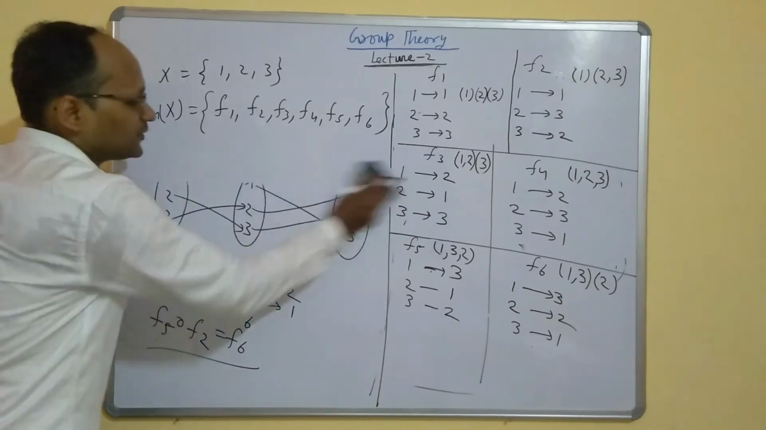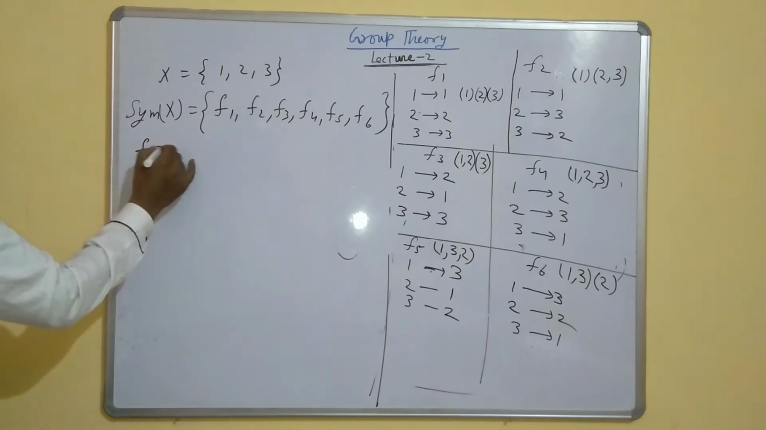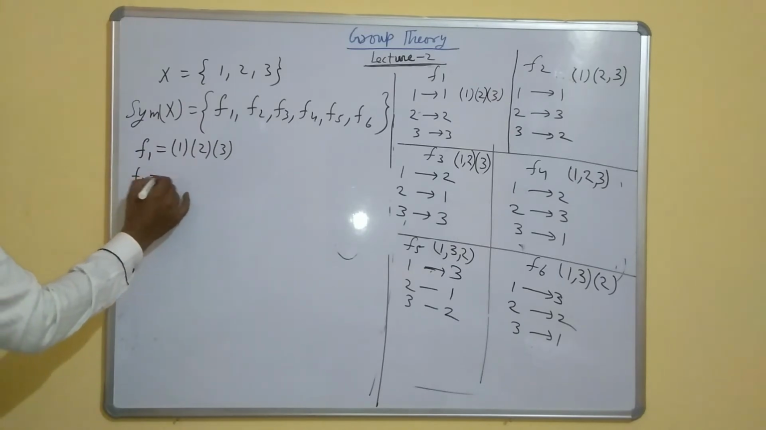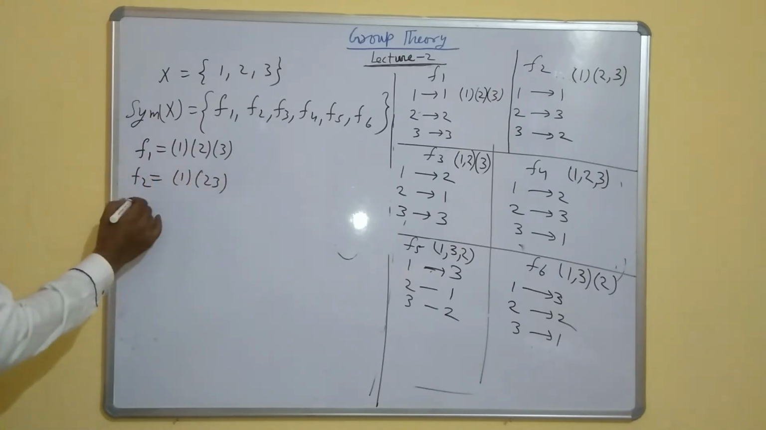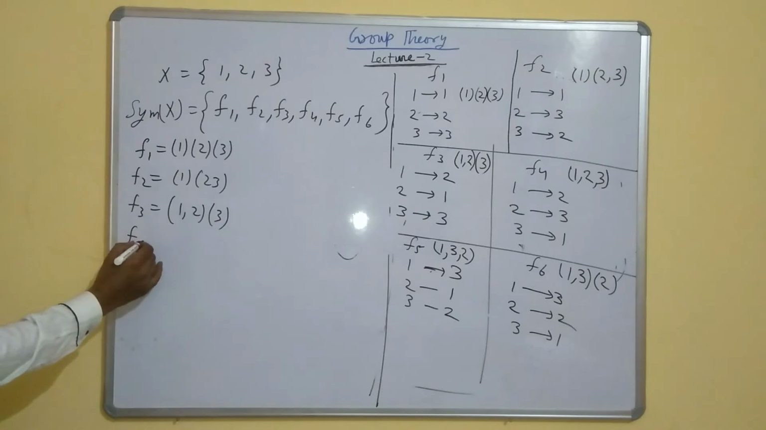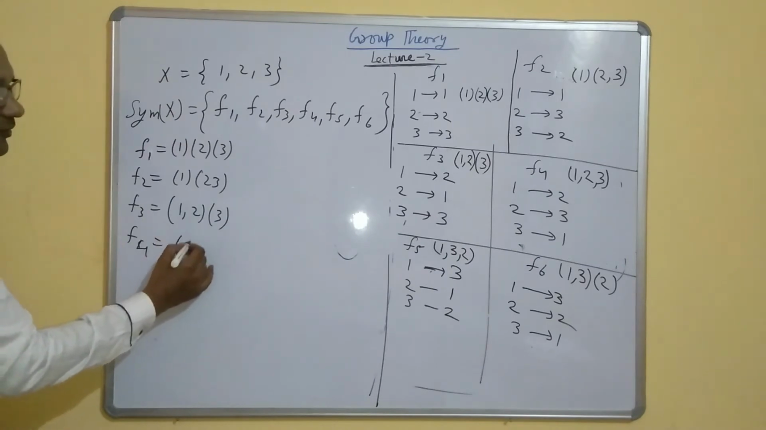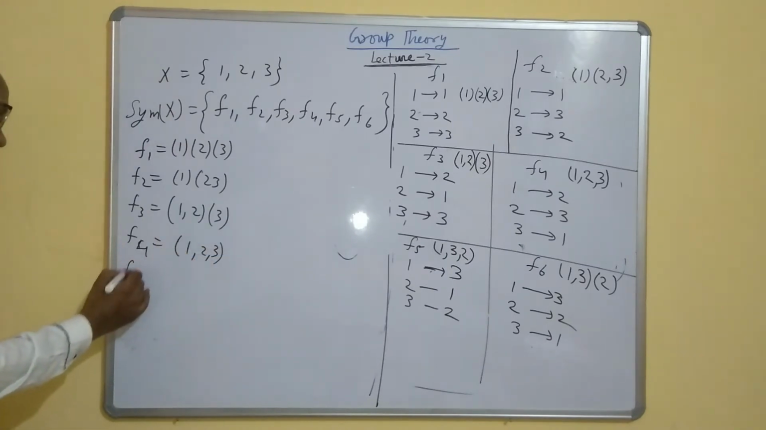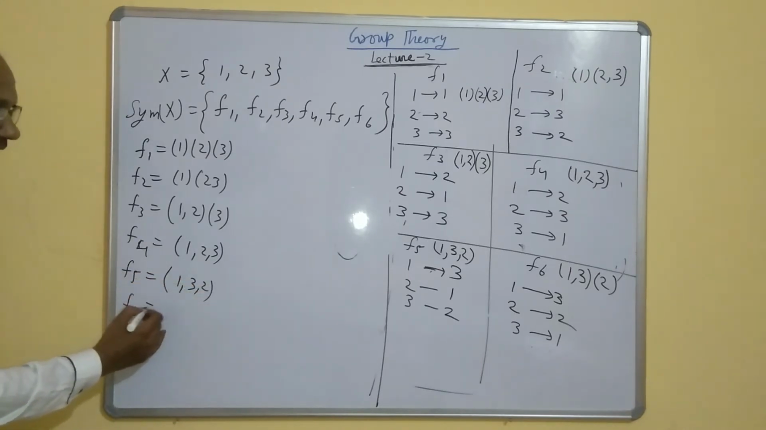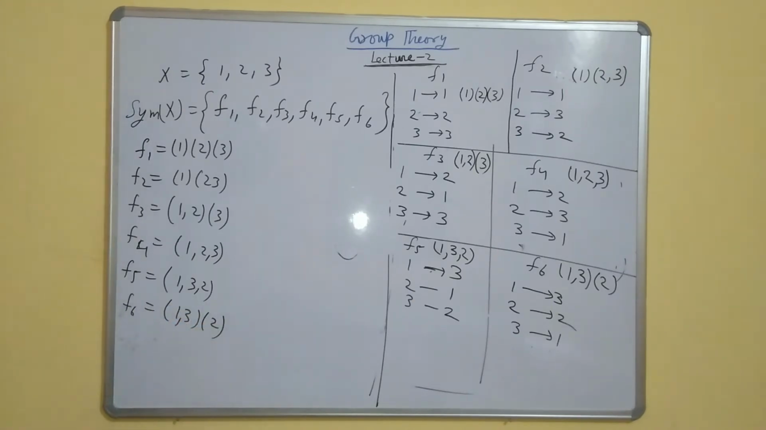Okay, so let me do one thing. For F1, I write it as 1, 2, 3. For F2, I write it as 1, 2, 3. For F3, I write it as 1, 2, and this is 3. For F4, I write it as 1 is going to 2, 2 is going to 3, 3 is going to 1. For F5, I write it as 1, 3, 2, and for F6, I write it as 1, 3, and 2 is fixed. 2 is going to 2.